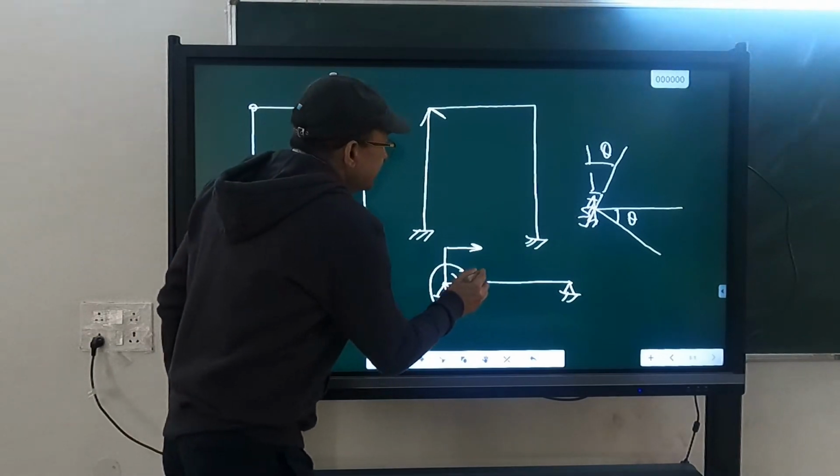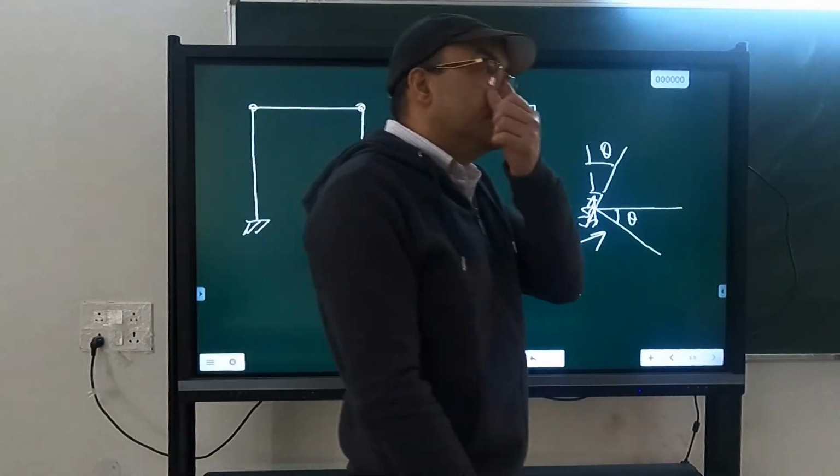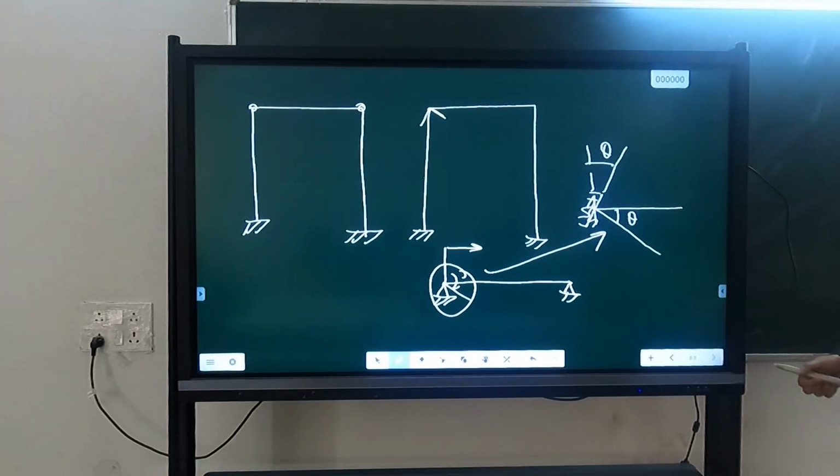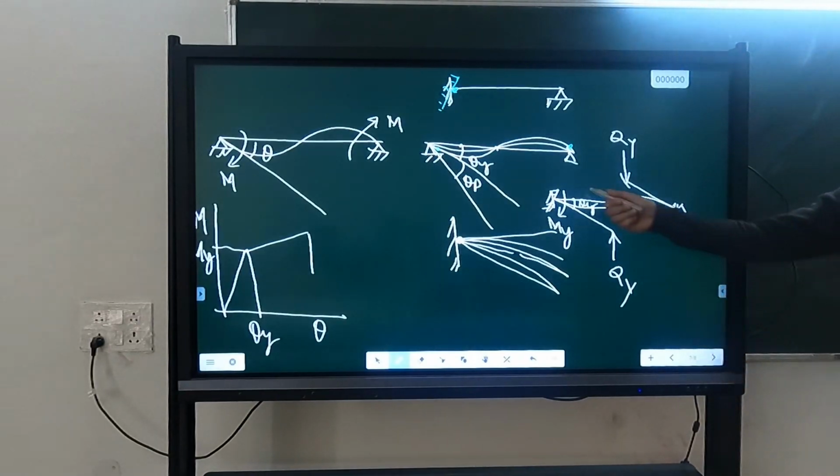So you can see that this is the same as this. This condition is similar to this condition, and that's why I have converted this into an equivalent. So in a free, or free to rotate, or simply supported end, if I have to apply a moment, there is no other way other than fixing it or connecting it with a lever and then applying the moment through the lever.